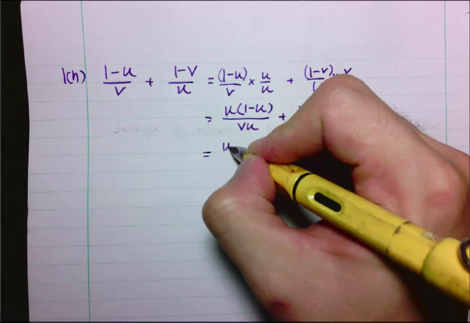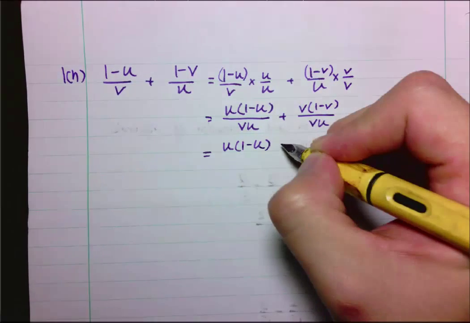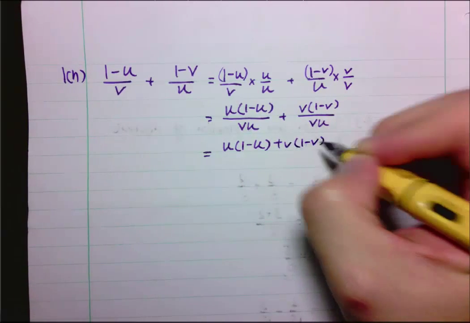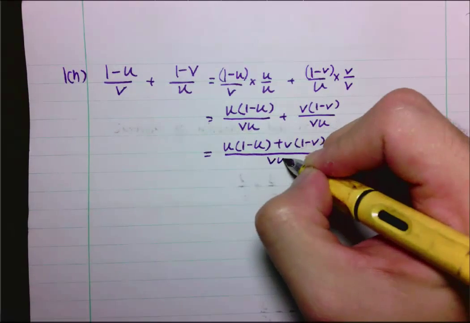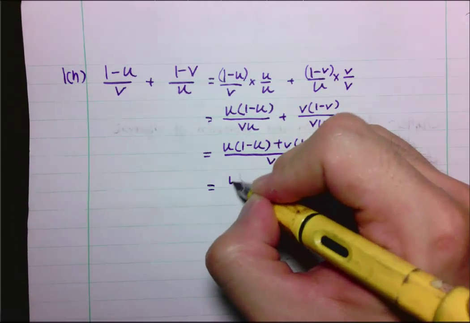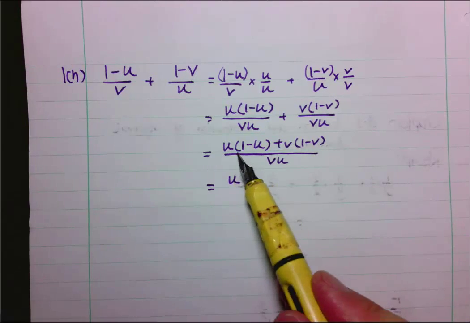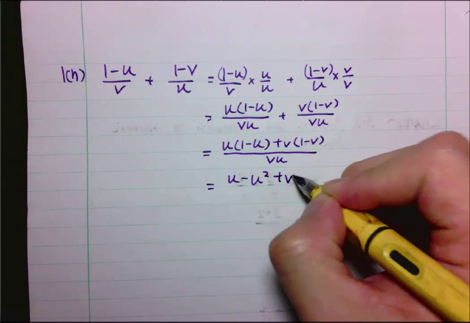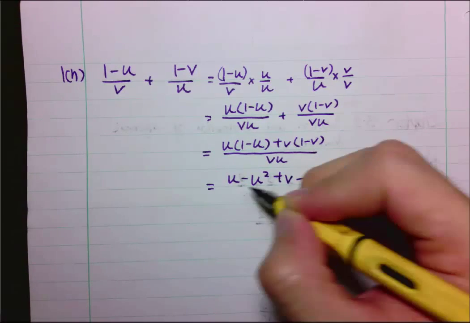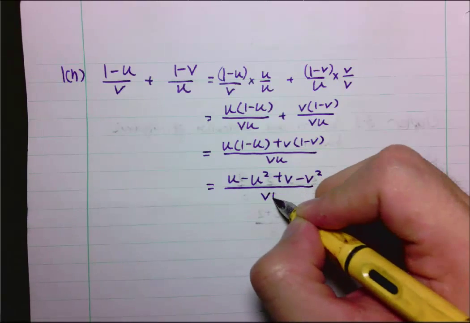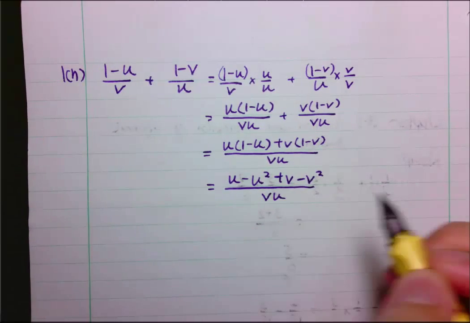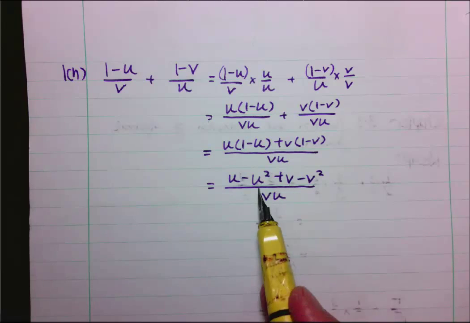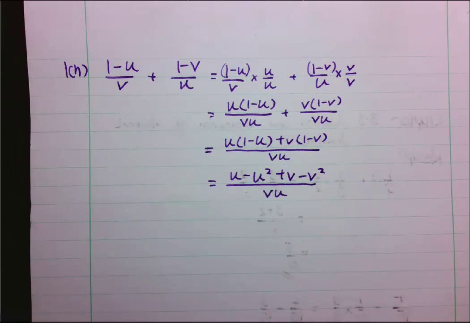Then I combine my two fractions. The common denominator is vu, and you expand: u times 1 is u, u times negative u is negative u squared, plus v minus v squared over vu. Looking at u and v, u squared, v squared, there is nothing left to simplify, and you are done with question 1h.